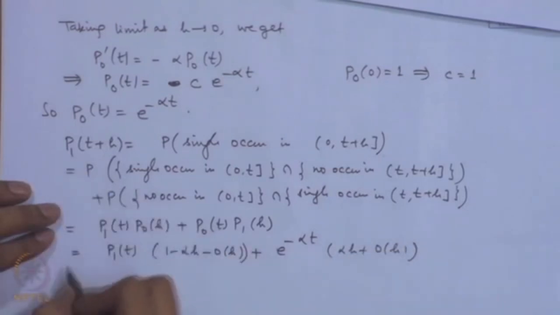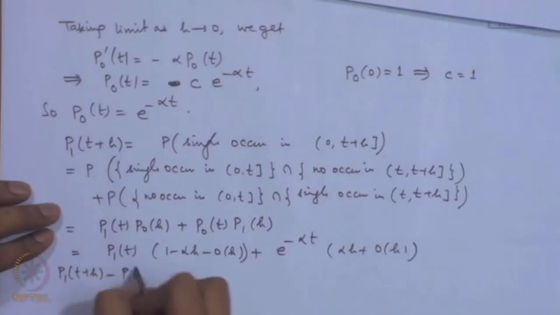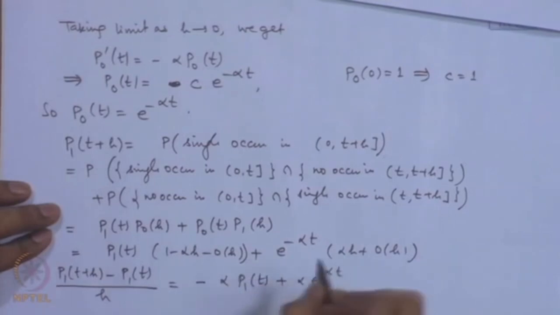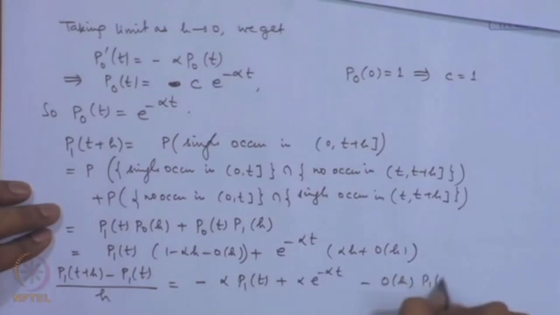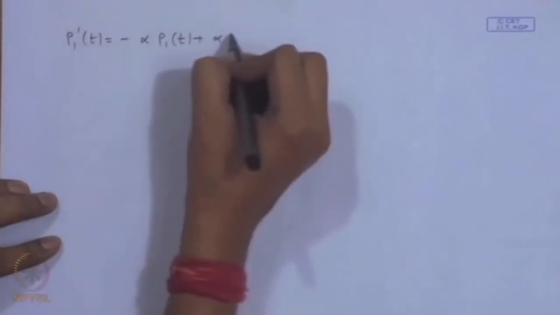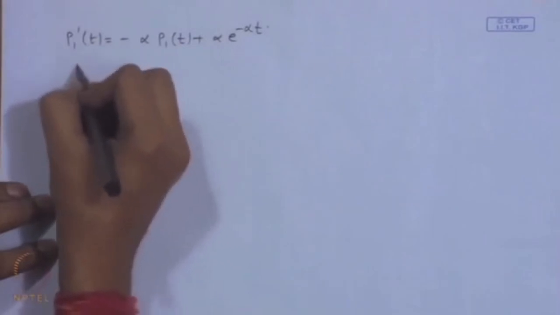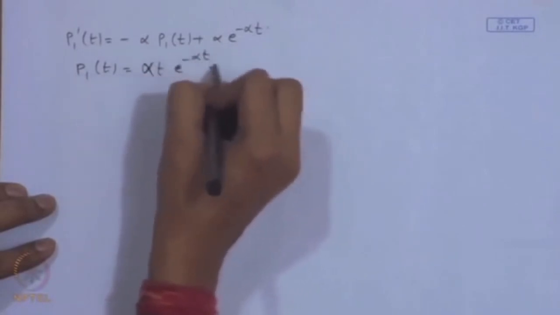So, from here I can again set up the differential equation: p 1 t plus h minus p 1 t divided by h is equal to minus alpha p 1 t plus alpha e to the power minus alpha t, minus O h p 1 t plus O h e to the power minus alpha t. So, if I take h tending to 0, we get p 1 prime t is equal to minus alpha p 1 t plus alpha e to the power minus alpha t. This is nothing but a first order linear differential equation. So, we can solve it easily and the solution turns out to be p 1 t is equal to alpha t e to the power minus alpha t plus a constant.